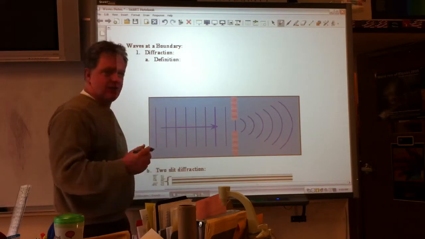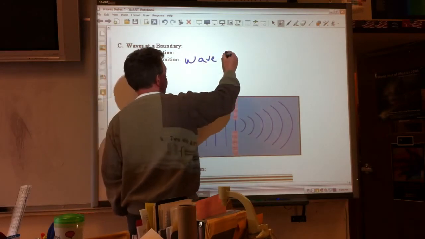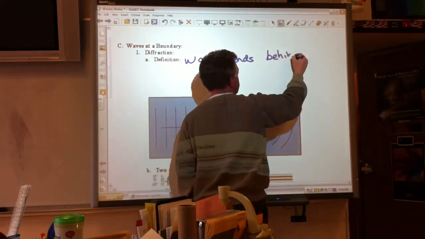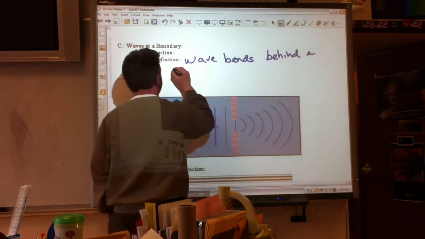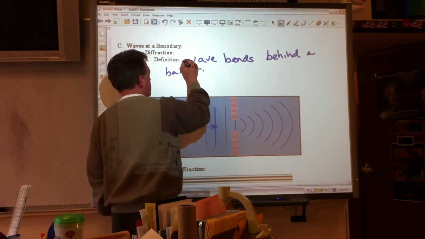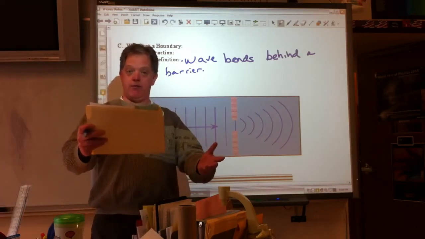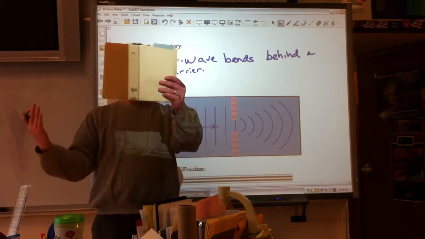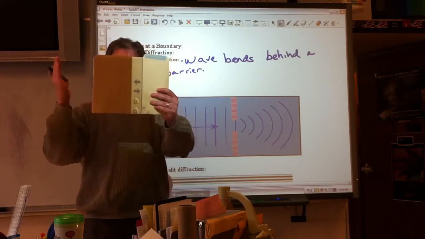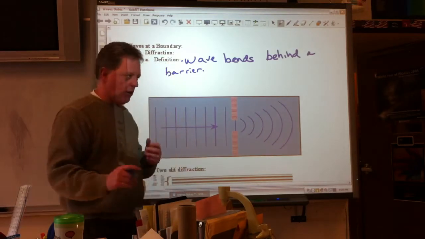So diffraction is defined as when a wave bends behind a barrier. Okay, now I'm going to give you an example. I'm going to use this folder as a barrier and I'll put it up in front of my face. You can still hear my voice, but you can't see my face. The reason why, the sound waves can bend around behind that barrier, but the light waves can't. We have to talk about why.